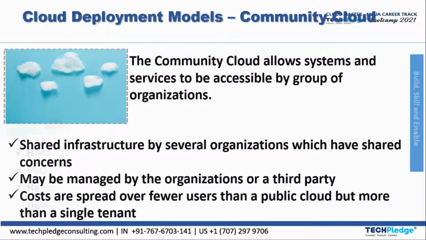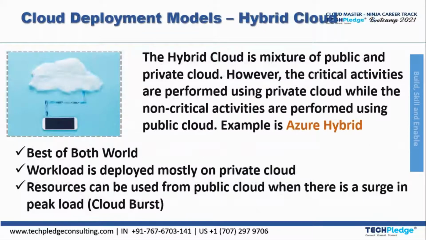So moving on to the next, that is the hybrid cloud, the fourth deployment model. So what actually is a hybrid cloud? As the name suggests, it is a mixture of public and private cloud. However, the critical activities are performed using private cloud, while non-critical activities are performed using public cloud. Example, that is Azure hybrid, best of both worlds. So it is the best of both, we can say.